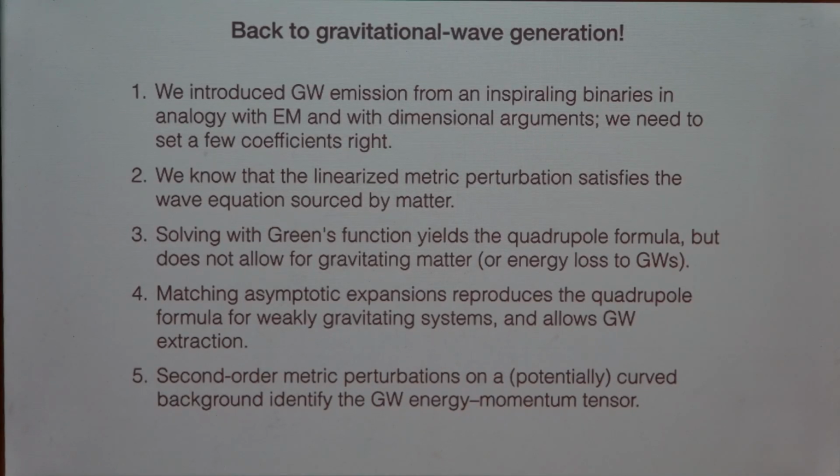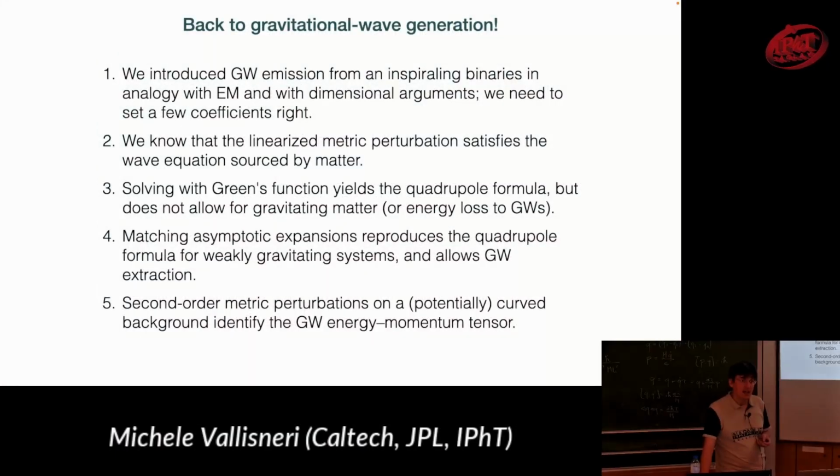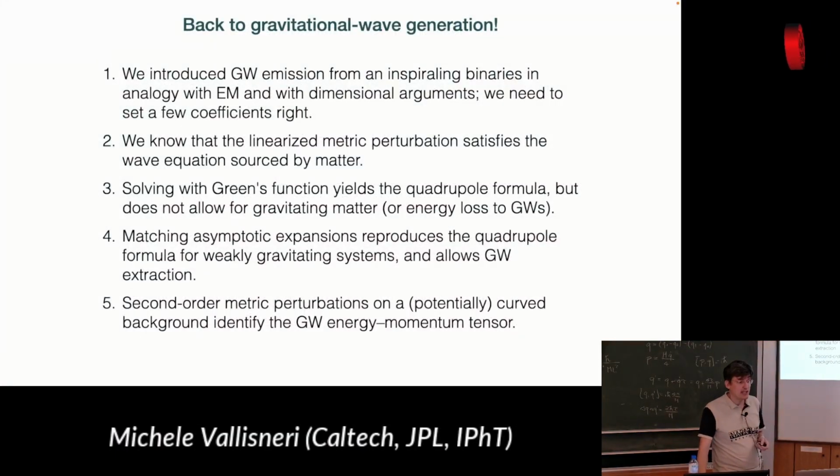So we can do half an hour of theory. How's that? So last time, we introduced gravitational wave emission from binaries with dimensional arguments, back of the envelope. We got it right, except for the coefficients. So to get that, unfortunately, you have to do equations. We do know that the linearized metric perturbation, h, satisfies a wave equation. If we go to the best gauge, it looks very clean. It's a box of h-bar equals 16 pi times the matter tensor.